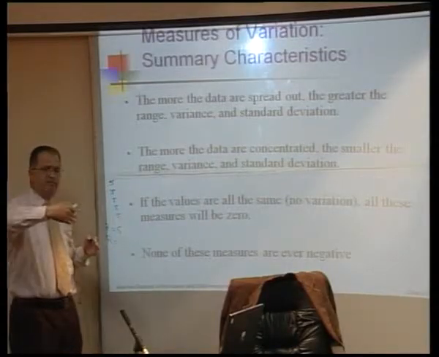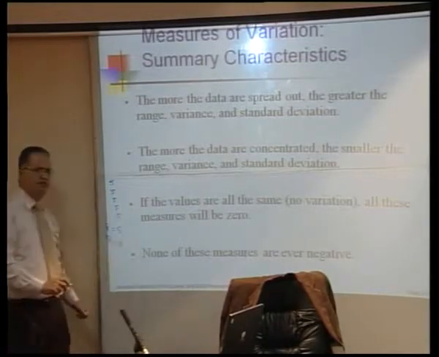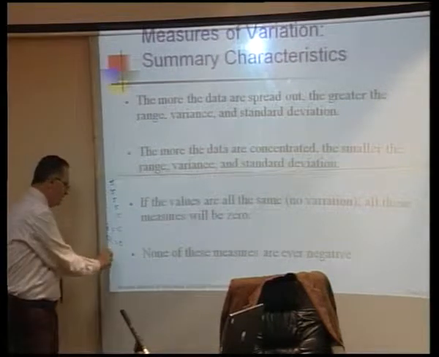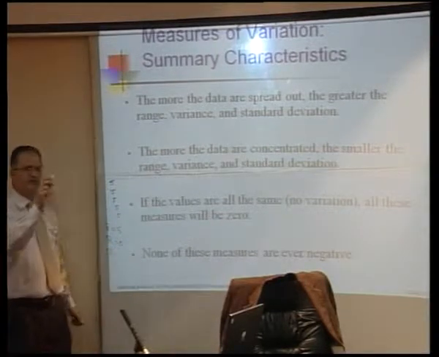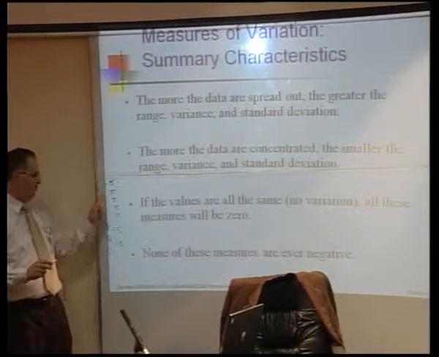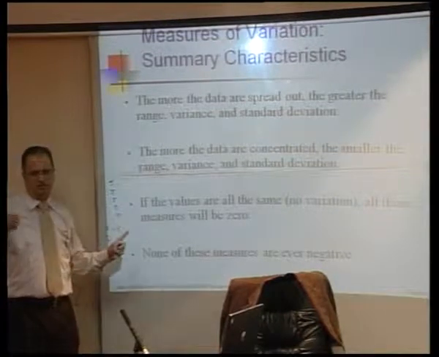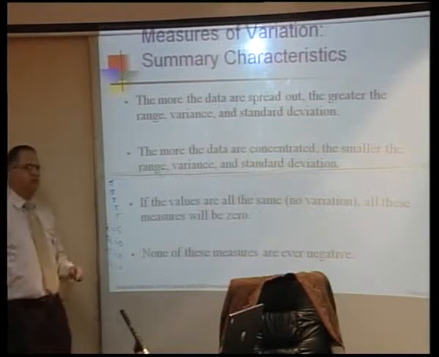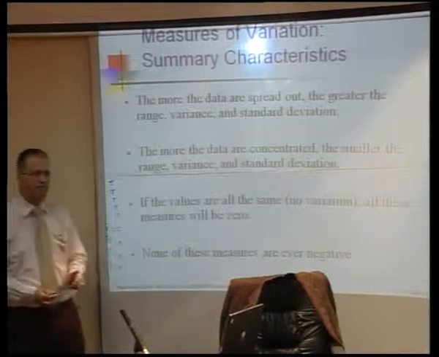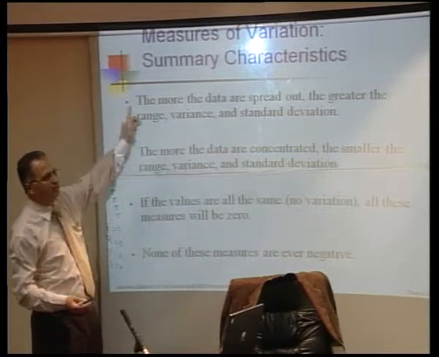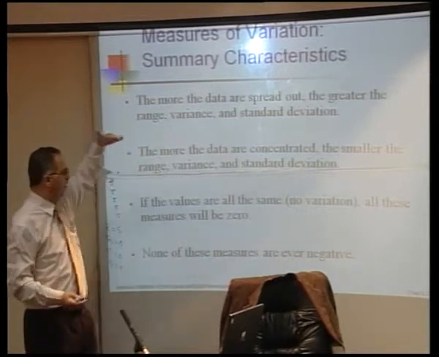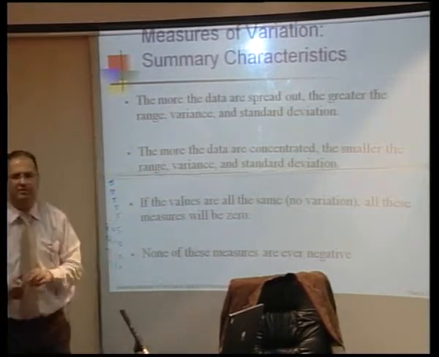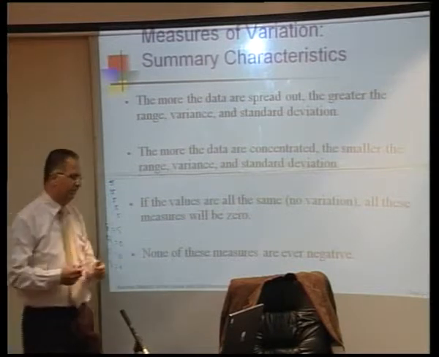Minimum is the same as maximum, so the range is 0. If you compute the variance, because x minus x bar, this value minus x bar is 0, for the rest it's also 0, so the standard deviation is 0. So this is the only time you will see that these measures equal 0: if all the values are the same, and that's rare.